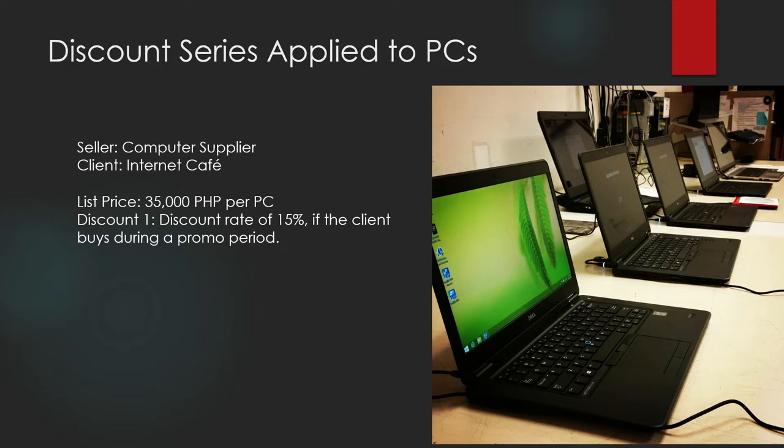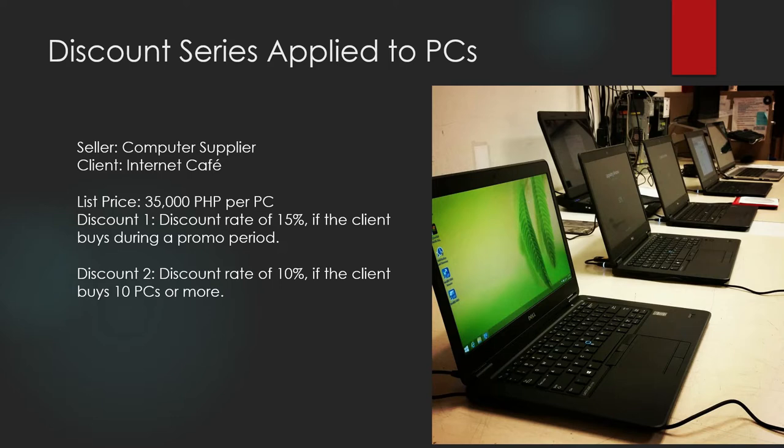And this is the first discount that you can give to your client. If you, the client, will buy today or buy during the promo period, I will give you a 15% discount for each personal computer that you will buy. Okay, so that is discount 1. And I can offer another discount. If you, the client, will buy 10 or more than 10 personal computers, I will give you an extra 10% discount. So this one is an example of a discount series.